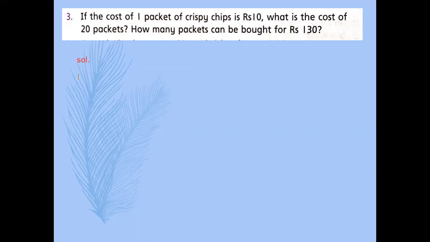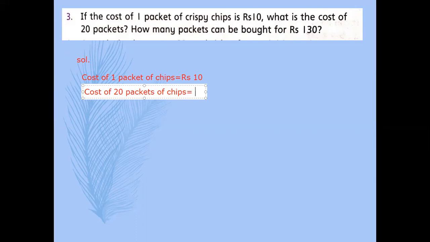Cost of one packet of chips. What is that? Crispy chips, maybe your favorite, is 10 rupees. See, this time for 1 unit, the price is already given. We are supposed to calculate the price for 20 chips. So that means over here, be very careful. Don't mix up the concepts of multiplication and division, okay? So 20 packets of chips.